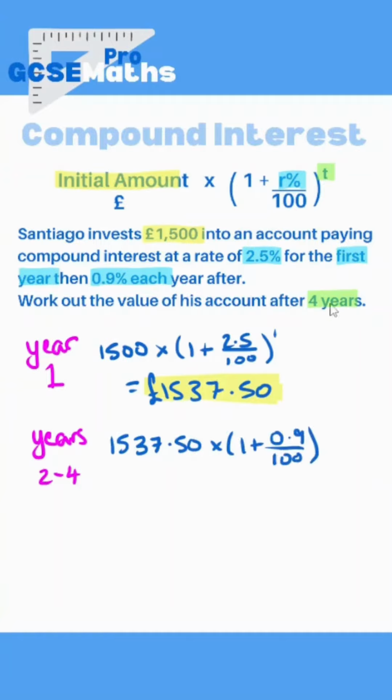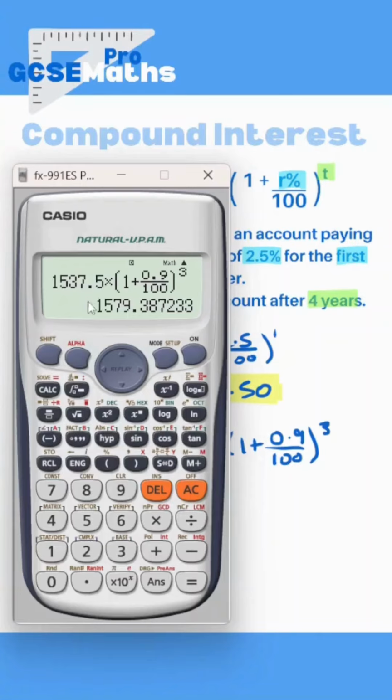And then how many years left? Well, it was 4 in total. We've used 1, so there's only 3 left. And again, we put that into the calculator. So there we get £1,579, and then to 2 decimal places, 39.